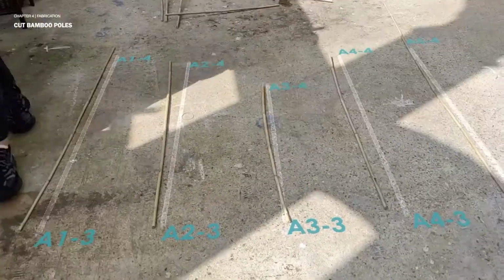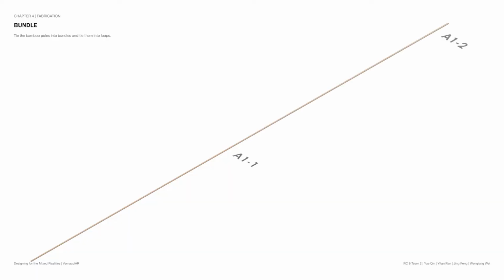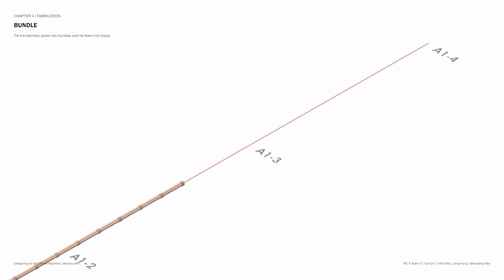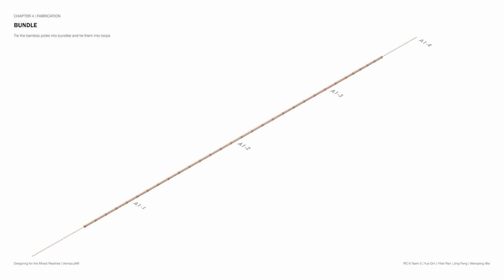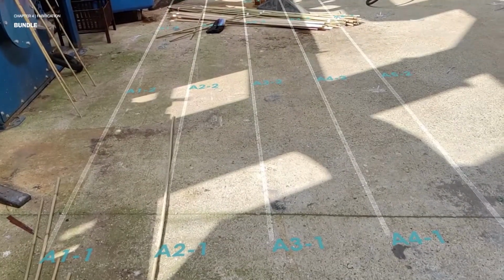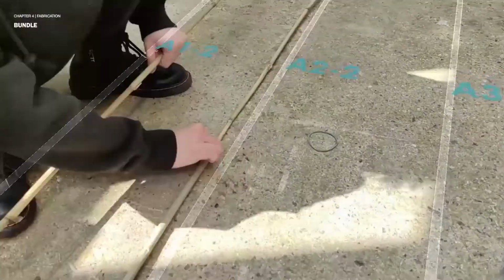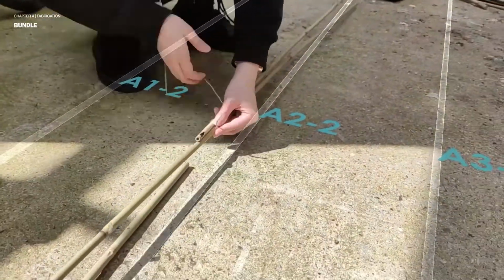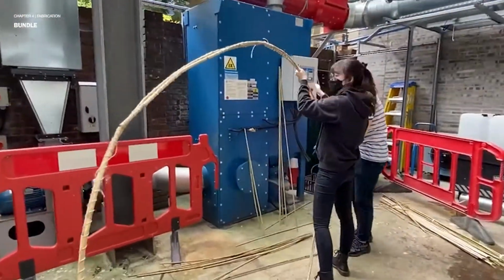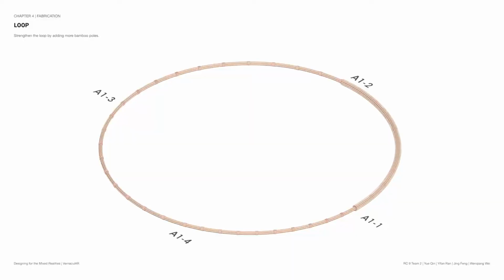First, users cut single bamboo poles into needed length. Next, they tie them together into bundles and then connect the ends into loops. We divided the bamboo into 2 layers, inside and outside, and ensured the integrity of bundles through interlocking joints. After that, we connect the ends of bundles to form the inner layer of each loop. Users can strengthen the loop by adding more bamboo poles.